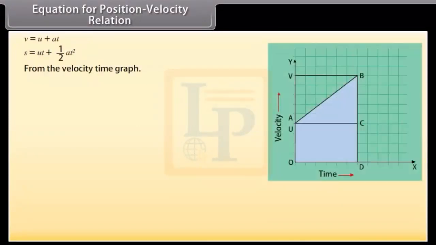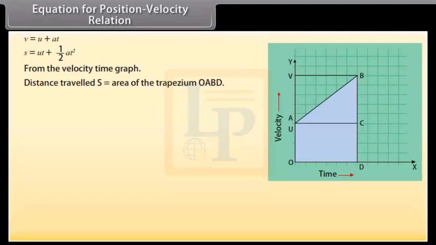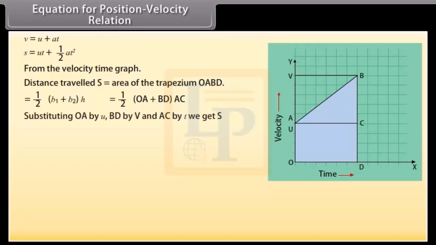Equation for position-velocity relation. The third equation will be obtained from these two equations. From the velocity-time graph, the distance traveled s is equal to the area of the trapezium OABD. This is 1 upon 2 into (B1 plus B2) into h, which is equal to 1 upon 2 into (OA plus BD) into AC. Substituting OA by u, BD by v and AC by t, we get s is equal to 1 upon 2 into (u plus v) into t, equation 1.